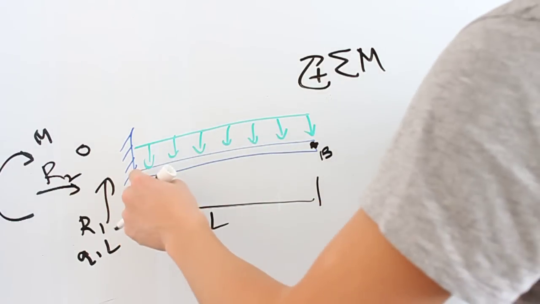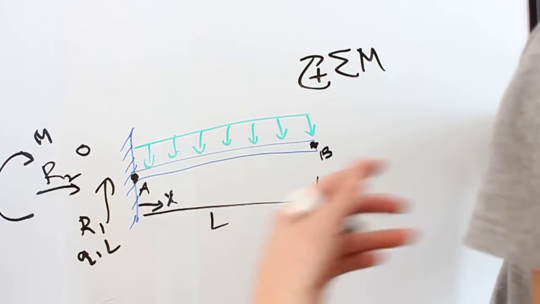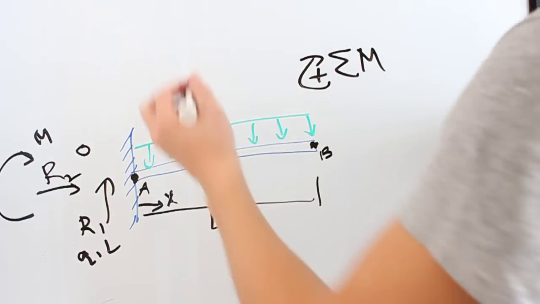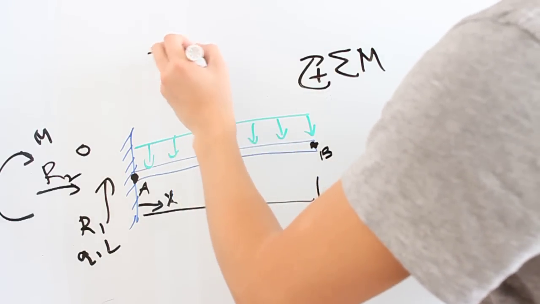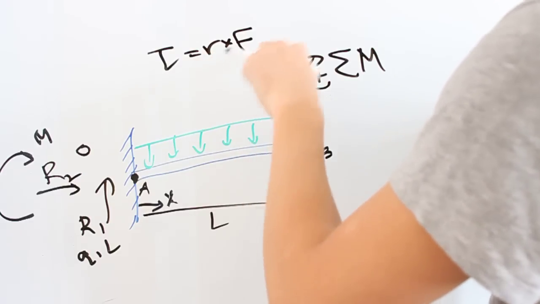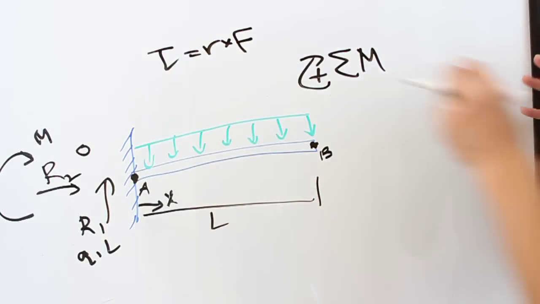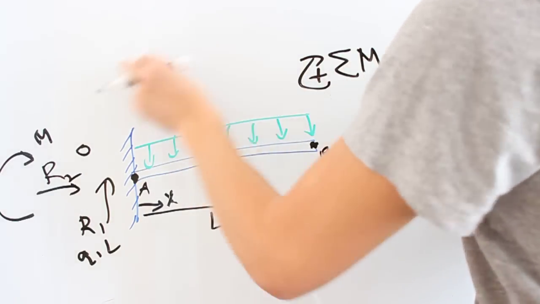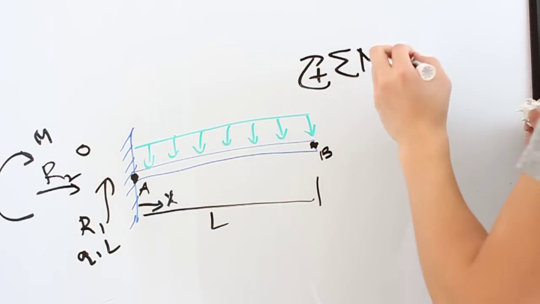There are two forces on this point, R2 and R1. If you do a moment about a point, then you don't care about the forces there, because torque is based on R cross F. If the distance from the point is 0, then there's going to be no torque, no moment. So we're going to strategically pick point A to do our moment equation.